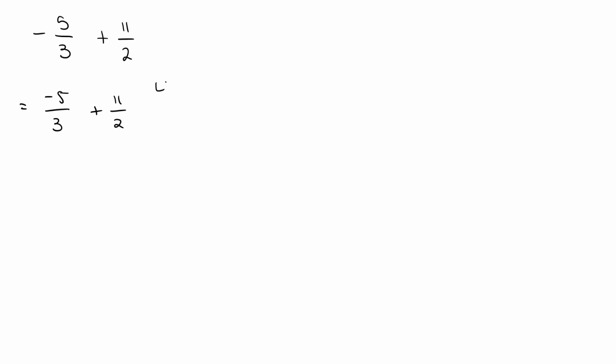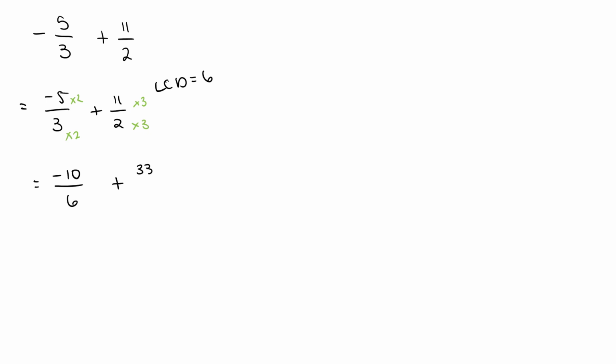Now in this case, our lowest common denominator is 6. So 3 times 2 would give us 6. That means I have to multiply everything on this fraction by 2 and everything on this fraction by 3. That means our negative is still going to stay up the top. Do not lose that negative, okay?